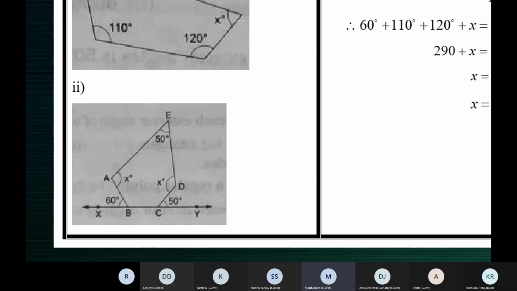And one more. You see, AE. The sides are AB, BC, CD, DE, and EA or AE. AB is the first side, BC second side, CD third side, DE fourth side, EA fifth side. We come back to the starting point. We started with AB, so at EA we come back to the starting point. So this polygon has 5 sides. Is it a regular pentagon?